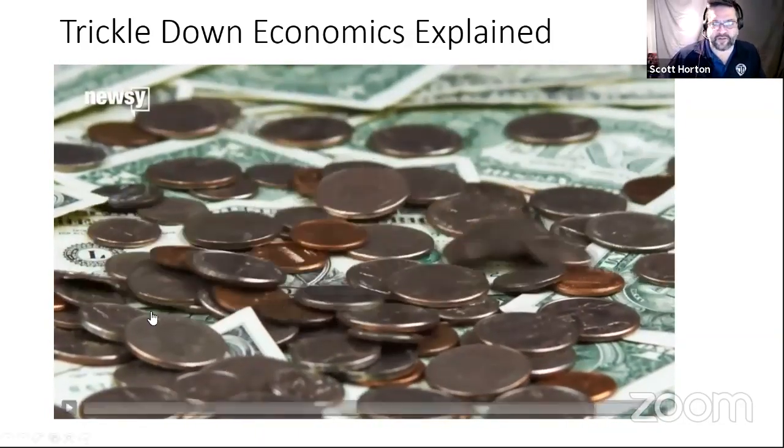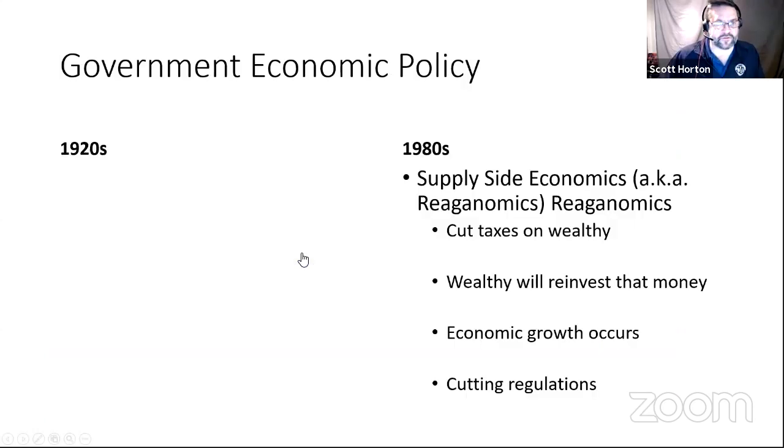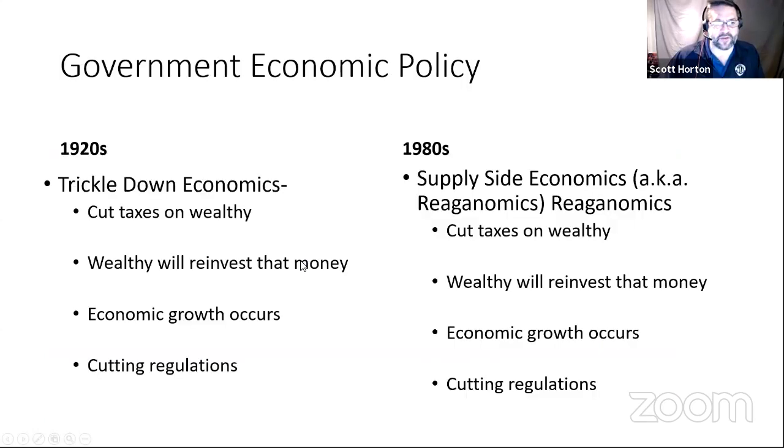Okay, so you'll notice even in the video, they're making that connection between trickle-down economics and supply-side economics. So supply-side economics is the name of this theory essentially in the 1980s. It's also referred to as Reaganomics. President George H.W. Bush would famously refer to it as voodoo economics a little bit later.